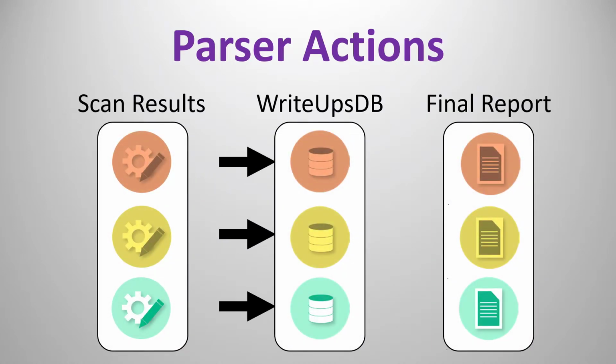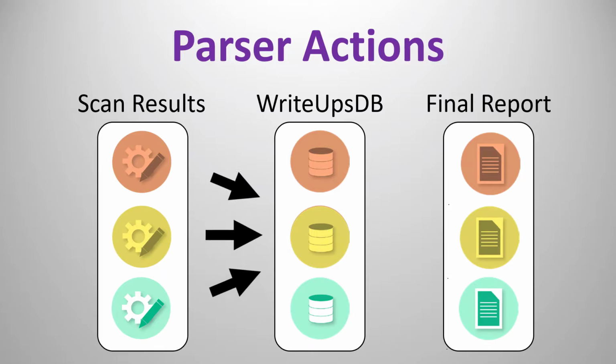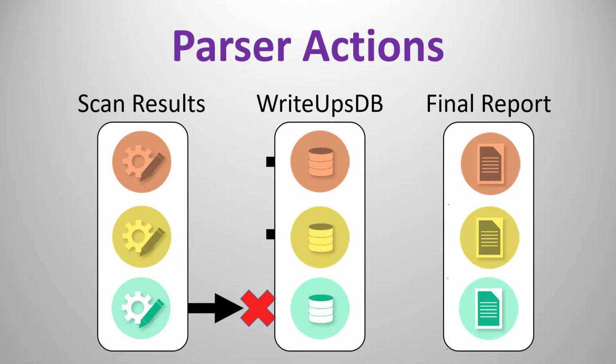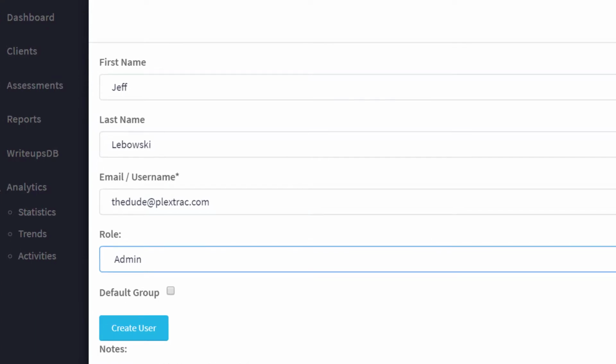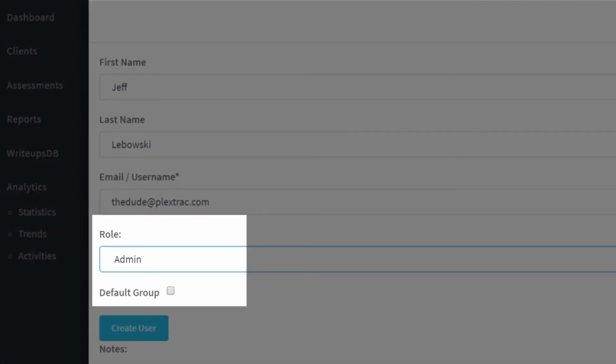You can map common scanner findings to your customized findings from the write-ups database. You can even choose to map multiple scanner findings to the same custom write-up, combining similar vulnerabilities into a single finding. You can also choose to exclude findings of your choice when importing scan results into a report. And you can automatically change the severity assigned to a finding by the scanner as it is imported into PlexTrac. Please note, to access the Parser Actions feature, you will need to have administrator privileges.